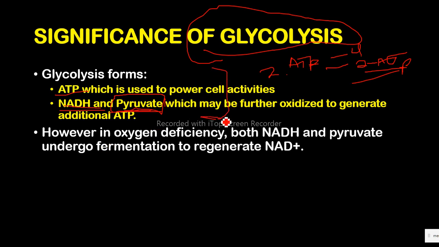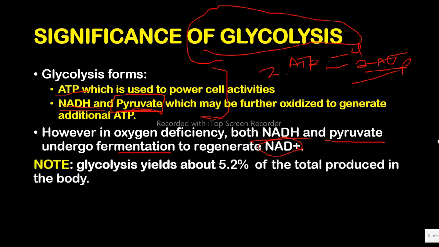But in absence of molecular oxygen, both the reduced NAD and the pyruvic acid undergo fermentation to regenerate back the oxidized NAD. And then the pyruvic acid is either converted into an alcohol or lactic acid, depending on the organism that is undergoing that type of respiration.